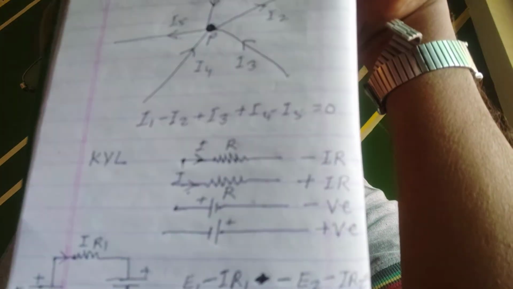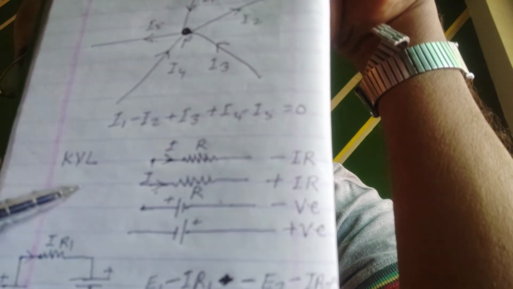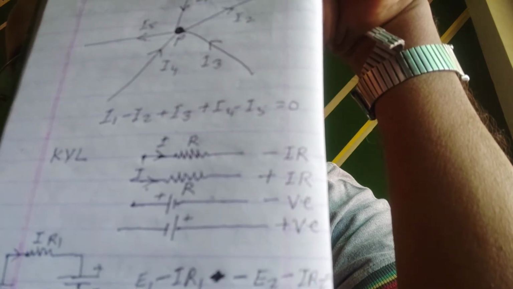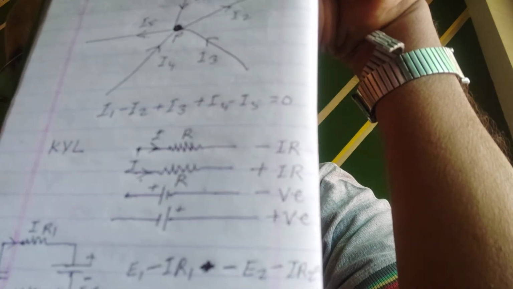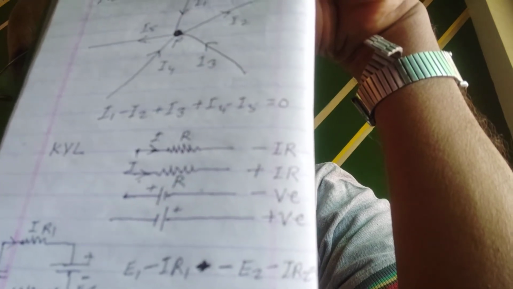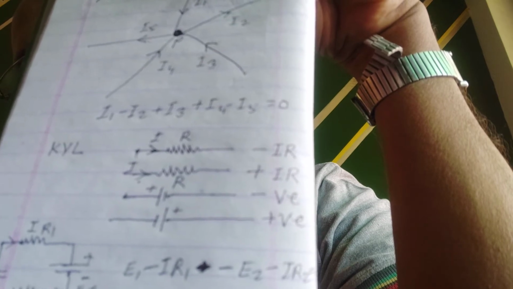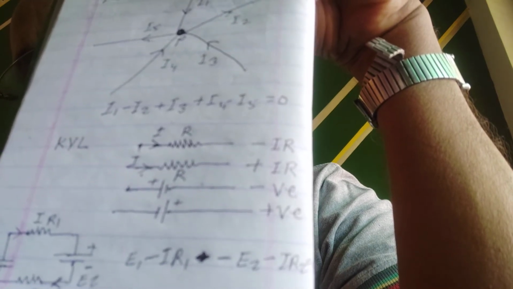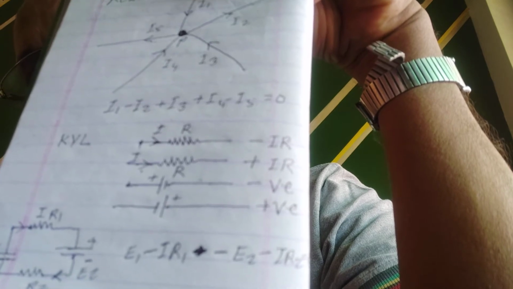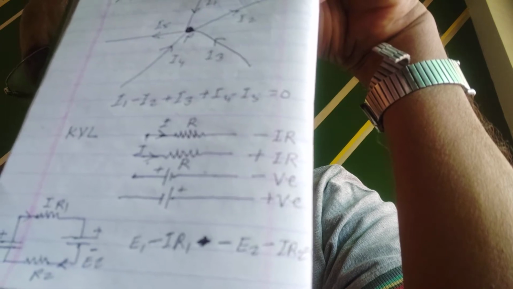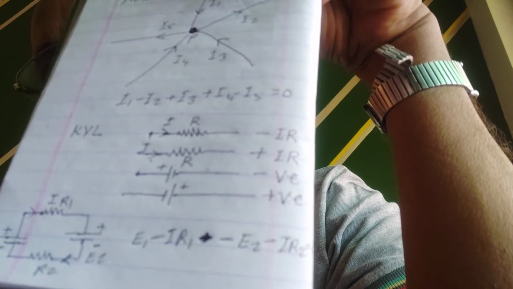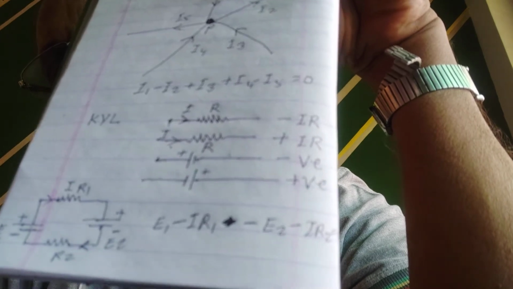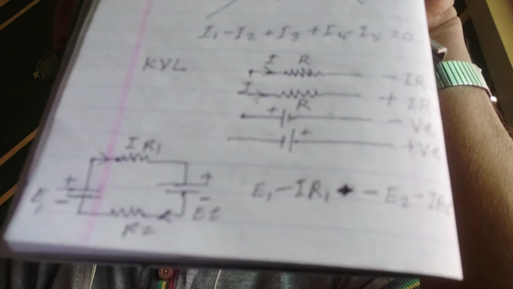You see that when current is going from left to right, there will be minus IR, and when current is in the opposite direction to the previous one, it will be taken as plus. Similarly for the battery sign, from minus to plus the battery gets a positive sign, and if it is from plus to minus, then you take a minus sign. In this small circuit I have shown the equation; you can see it written here.